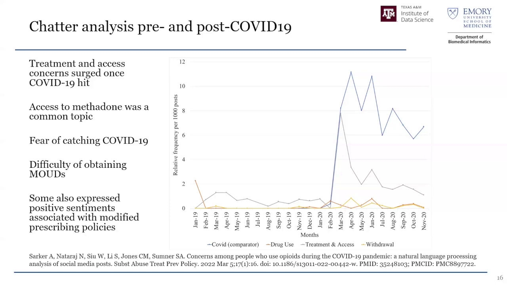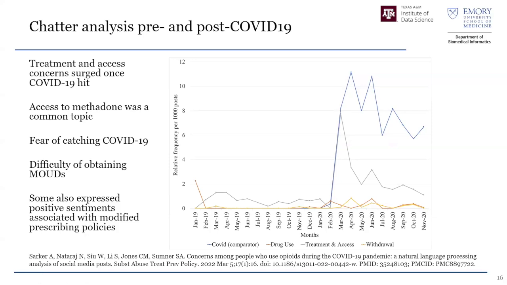And we found that the concerns of people during COVID, so you can see COVID, the comparator, before February 2020 or March 2020, there was never a mention of COVID, and then suddenly COVID went up relatively. And similarly, when we looked at opioid subreddits, we found that chatter about treatment and access also jumped up. And a lot of people were talking about treatment and access, and we did some analysis to find out why.